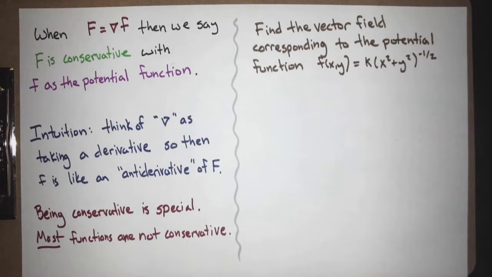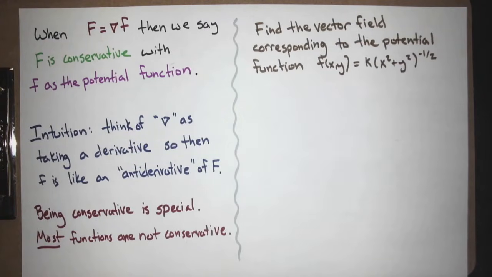So here's a function. Now, you can always make conservative functions. That's super easy. Just pick your favorite function of x and y and take the gradient. You've got a vector field. That vector field is guaranteed to be conservative. So we're going to make a conservative function. All right, so here we go.